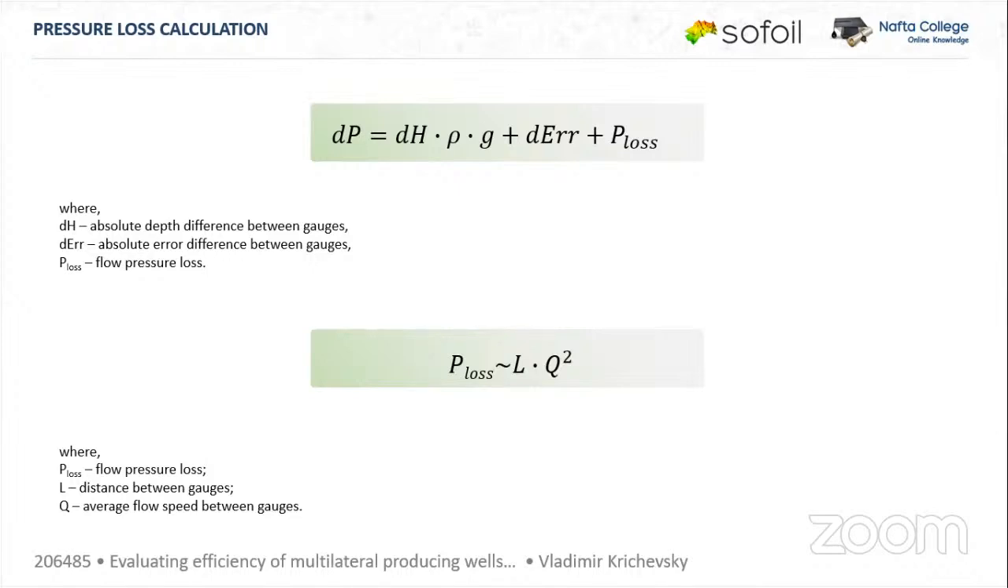From the point of view of estimating the inflow profile, the main component in this formula is pressure losses, since they quadratically depend on the average flow rate in the wellbore between the sensors and linearly on the distance between them. Since the expected pressure losses are comparable to the absolute accuracy of the gauge according to their specs, DP values cannot be directly used even after correcting for absolute depth. Differential pressures need to be calibrated, and the best opportunity for this is to use the data recorded during the well shutdown.